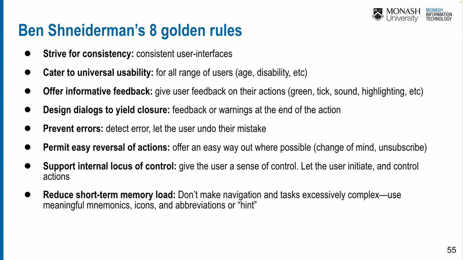Permit easy reversal of actions. Yeah, when we use the web browser, we just click, browse, but we can also go back as well. And when we buy something, we can change the action as well by change of mind, or unsubscribe from the mailing list or whatever. It should support the internal locus of control. It should give the user a sense of control, let the user initiate and control actions, right? It should reduce short-term memory load. Don't make navigation and tasks excessively complex. We should use meaningful mnemonics, icons, and abbreviations or hints, okay? These are the 8 golden rules.